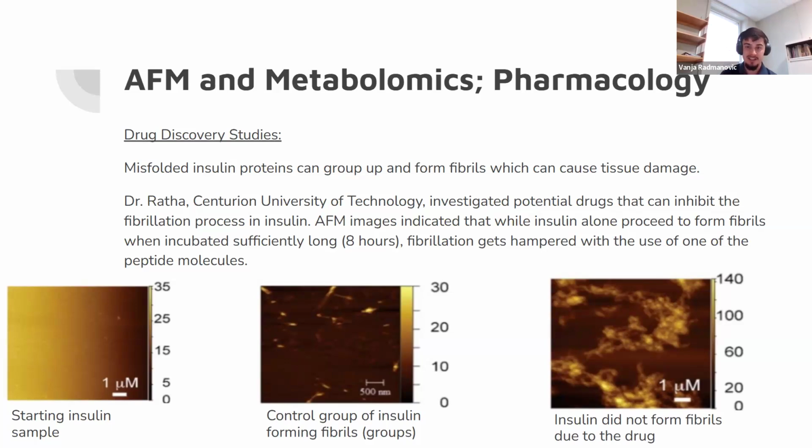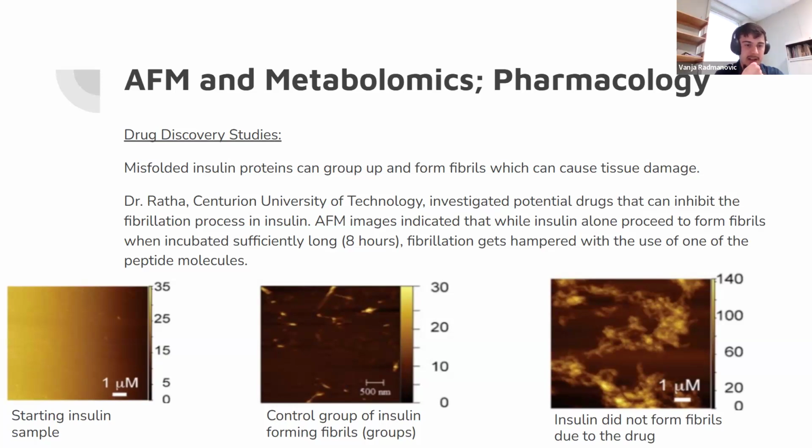And what's worse is these insulin proteins that are folded the wrong way and lose their structure can group up and form things called fibrils, which can then cause tissue damage and all kinds of other problems. So in this paper, Dr. Ratha investigated potential drugs that can stop the fibrillation process in insulin, stop it from grouping up and losing its proper structure.